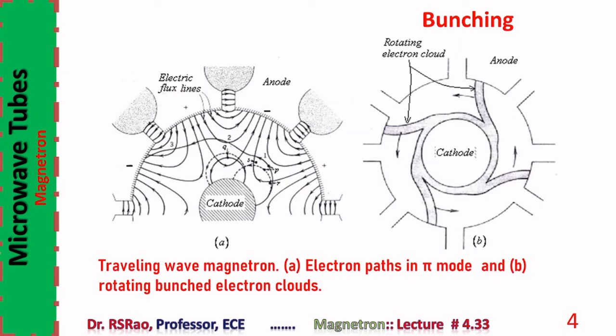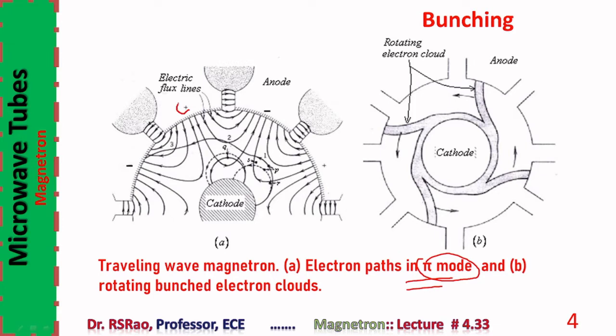Here is shown the bunch formation, the electron paths, and rotation of bunched electron clouds inside a traveling wave magnetron, when it is working in pi mode. All these things are illustrated here. First, pi mode. Operation is in pi mode.